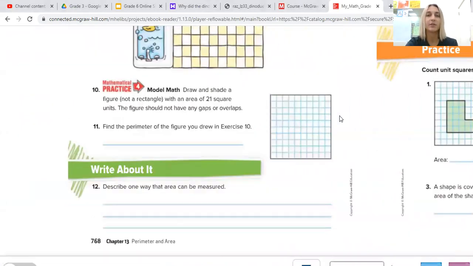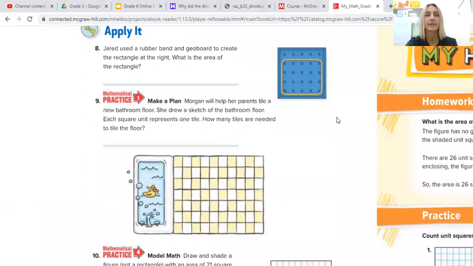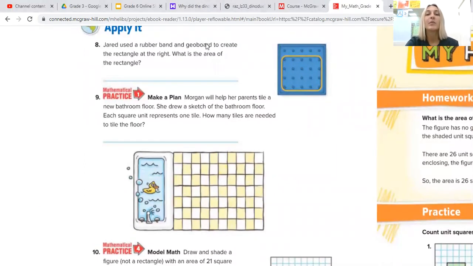Now, on the last page, we have a couple story problems. Jared used a rubber band and a geoboard to create the rectangle to the right. What is the area of the rectangle? So what is the area? You need to find the area, and then you should have a label. You should know what that label is by now.